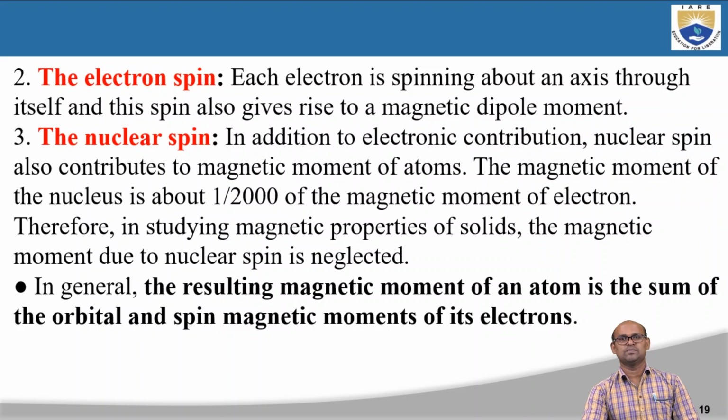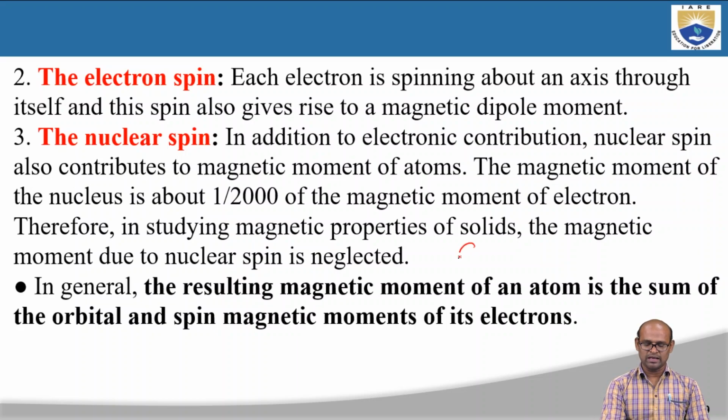So the first one is because of the orbital motion of electron. Each orbital acts as a tiny current loop and it acts as an elementary magnet having some magnetic moment. Right, so that's the first source of magnetization. And the second source of magnetization is spin of electron.